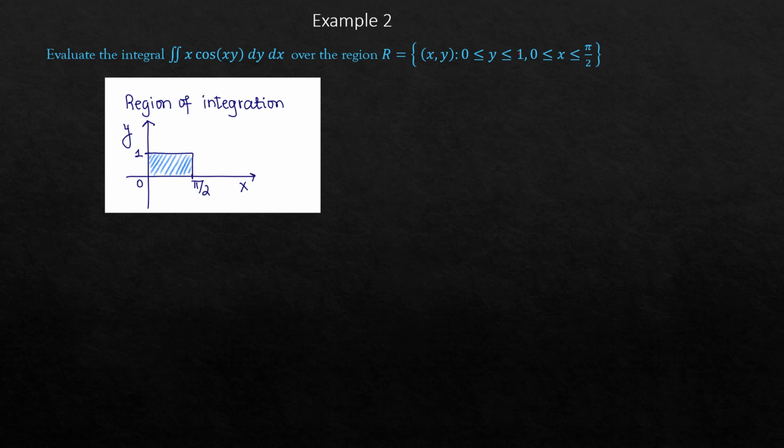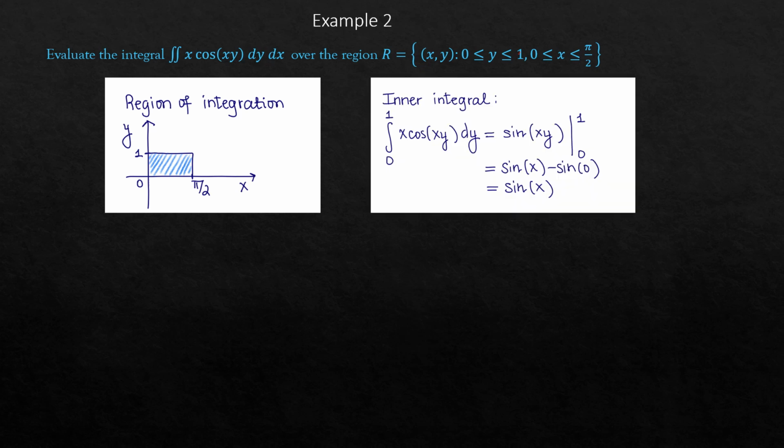All right, so what do we need to do? I'm going to compute my inner integral first. That's with respect to y, right? So we're integrating in the y direction first. We go from 0 to 1. The integrand is x cosine xy, and we're integrating with respect to y.